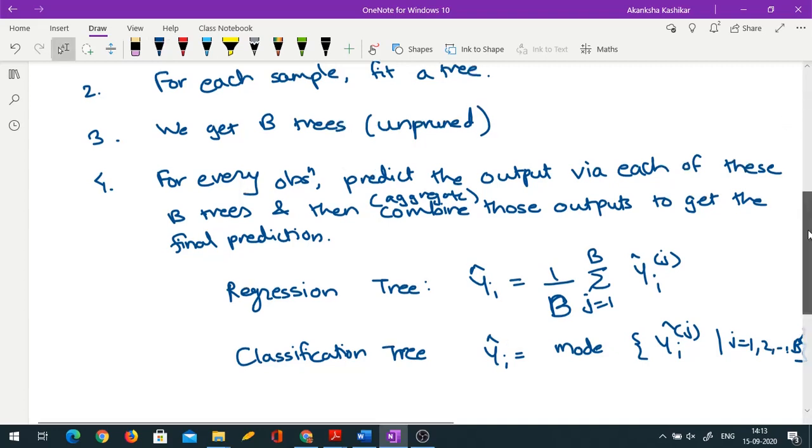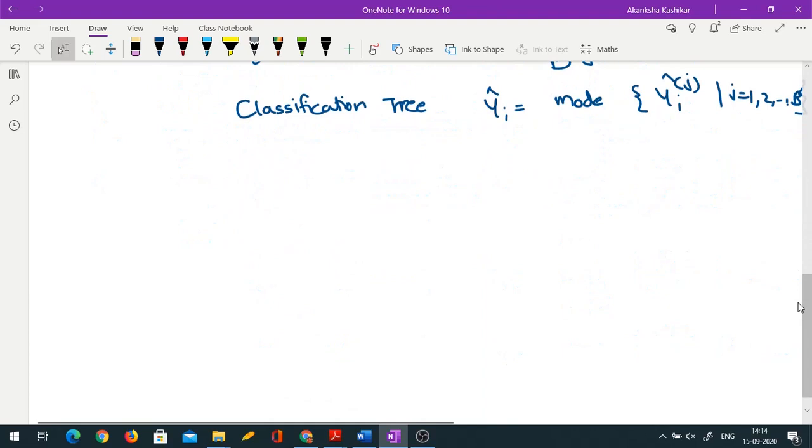In fact, we saw it as one of the cons of trees, that the trees are not stable. If the sample changes, then the tree changes. So as a result, when you do bootstrap, you get a different sample every time and hence you get an almost different tree every time.